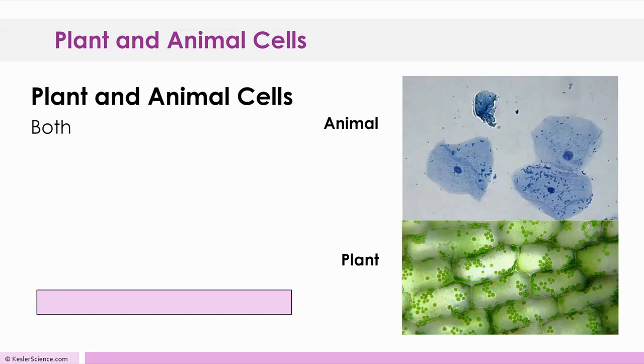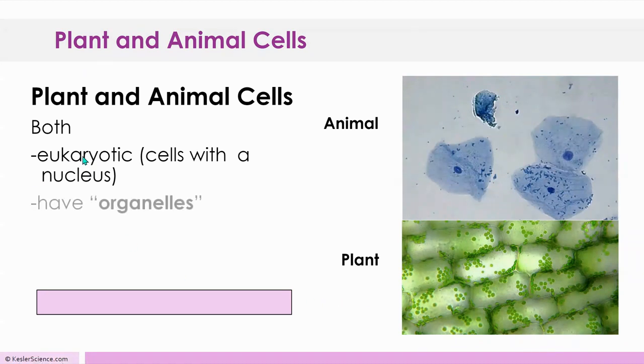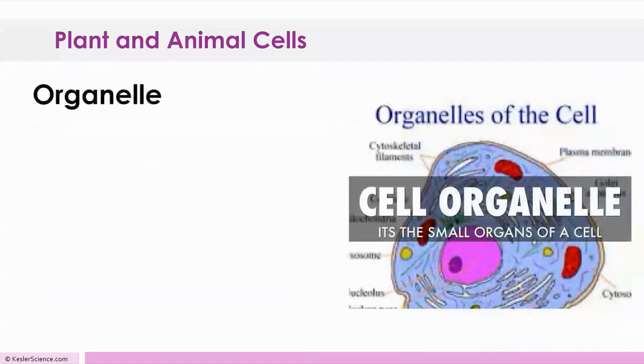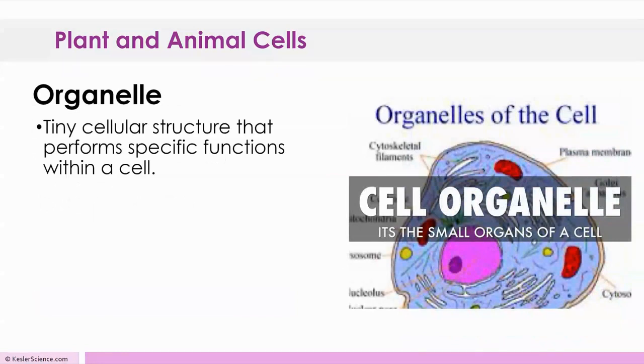So what do they both have in common? Well, they are both cells, and they're both eukaryotic, which means that they both have cells that have a nucleus. Eu means true, and kary means nucleus. So they both have a nucleus. And they both have these things called organelles. And organelles are just tiny structures that perform different functions in a cell.